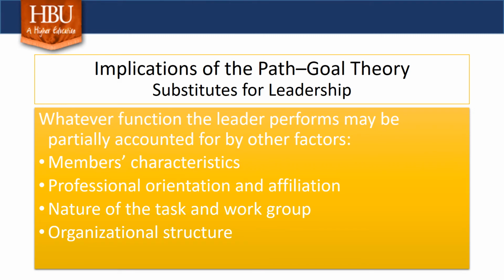It's important to note that there are some implications of path-goal theory. This slide recognizes that there are substitutes for leadership, that leadership and influence are not needed in all situations. Particularly, these are based upon the characteristics of the members. Some groups don't need that supplemental influence. Other individuals are influenced by being connected and affiliated with professional organizations. Some natures of our tasks and work groups don't need additional leadership or influence. And finally, some of our organizational structures in place don't necessarily need additional leadership either. I want us to recognize that through this slide.